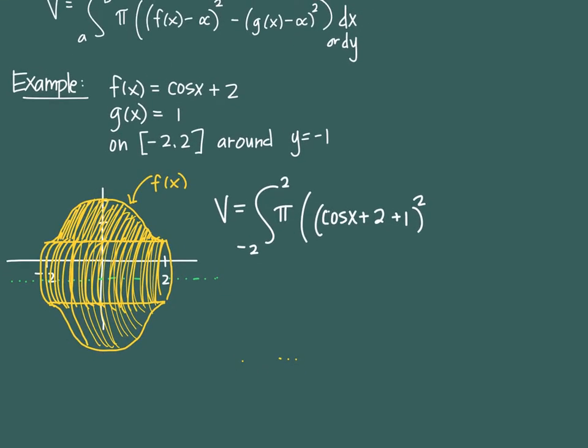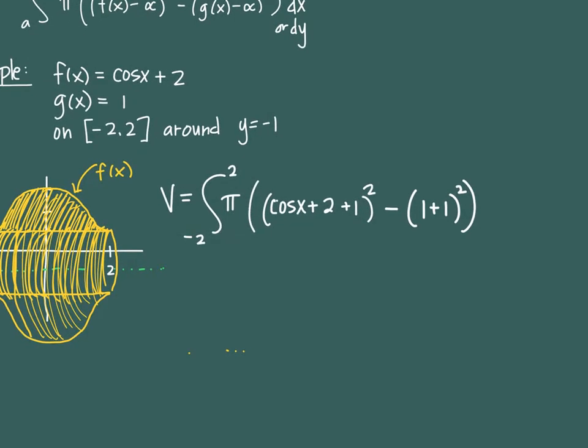In order to make a hollow center, I have to subtract away from it. It's like cutting it out. The g function, which is 1, minus the axis of rotation, which is also -1, so that would be 1, and that would be squared as well. Those are both radii. One is forming the outer edge radius, one is forming the inner edge radius, and then that whole thing is going to be a dx because my axis of rotation is horizontal.